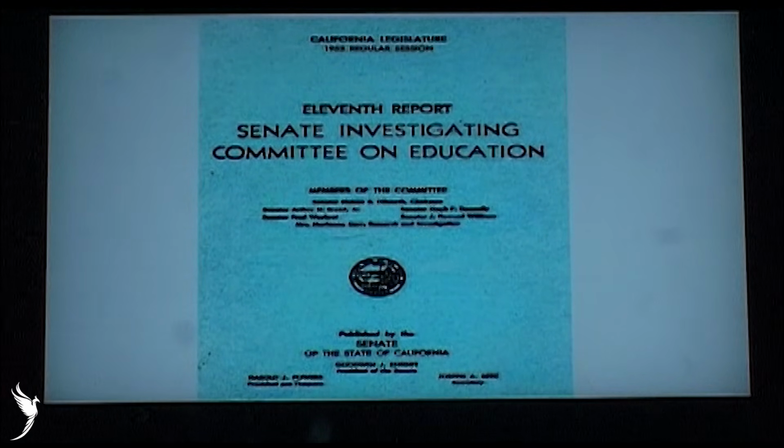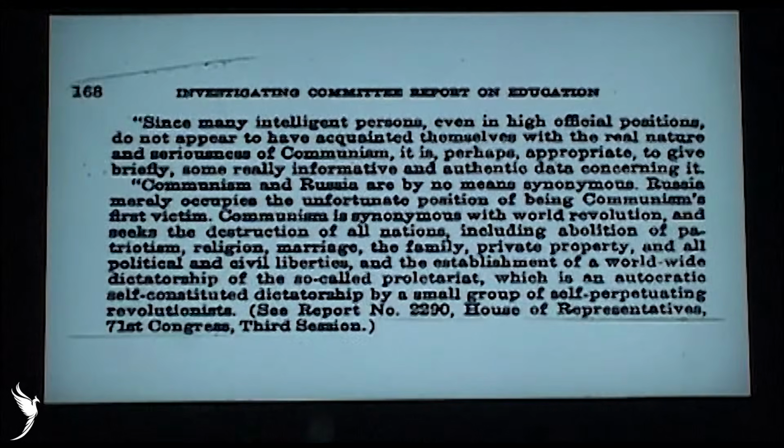1953, the California legislature issued a group of books, and this was the 11th in the series of 13. And it was called the Senate Investigating Committee on Education. And it was published by the state of California, the Senate. And here on page 168, it says, since many intelligent persons, even in high official positions, do not appear to have acquainted themselves with the real nature and seriousness of communism, it is perhaps appropriate to give briefly some really informative and authentic data concerning it.